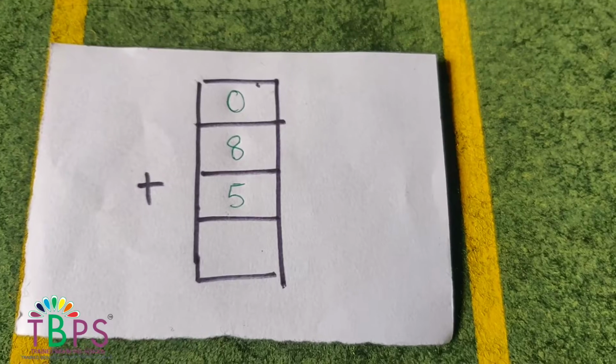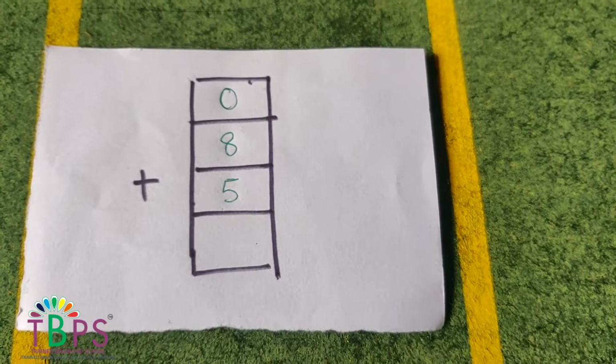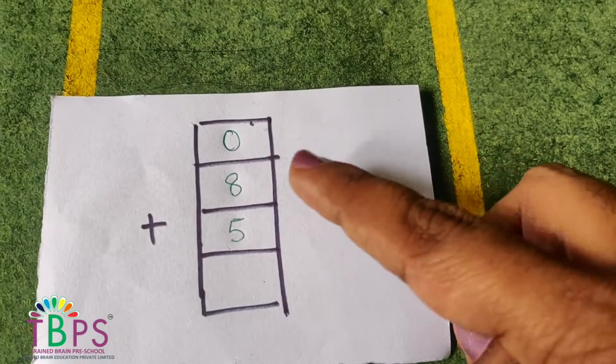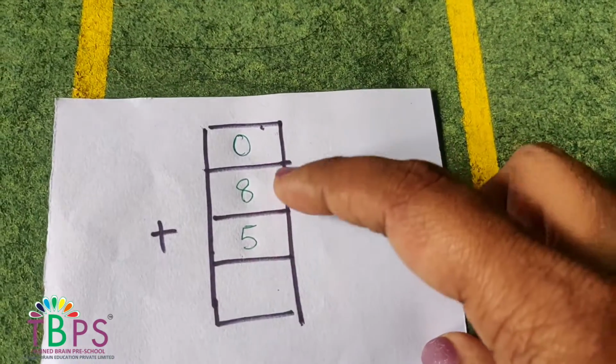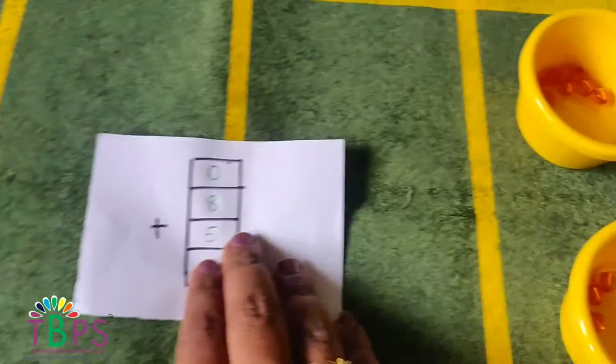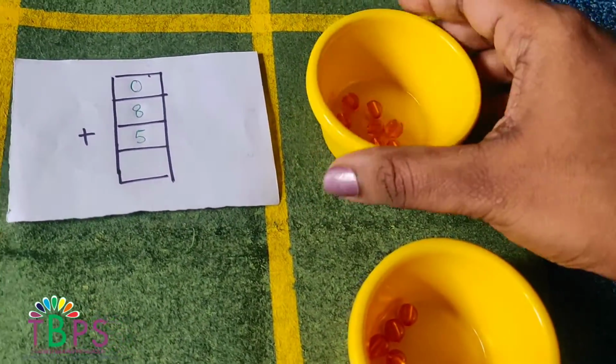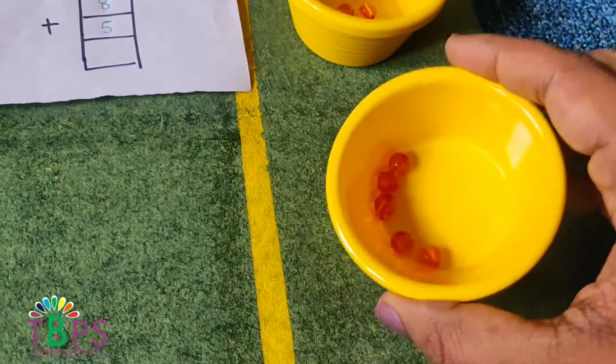We saw the static addition. Now let's see dynamic addition of ones using golden beads. It says 8 plus 5. So I have already collected the quantity 8. So I've collected 8 beads. I've taken 5 beads.